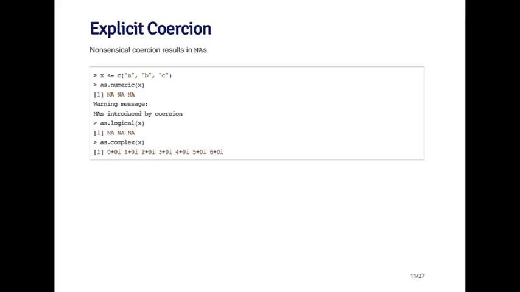Now, you will notice that coercion doesn't always work, and when it doesn't work, you get what are called NA values. So nonsensical coercion will result in NA. For example, if I take the vector ABC and call as.numeric, there's really no way to convert the letters A, B, and C to numeric variables. And so what you'll get is a vector of NAs plus a warning. Similarly, if you call as.logical on x, you're going to get a vector of NAs.